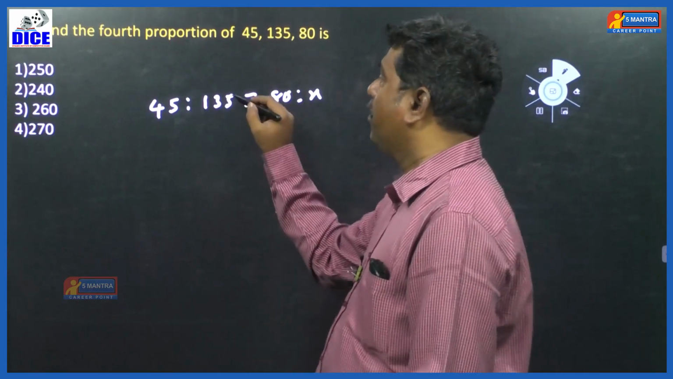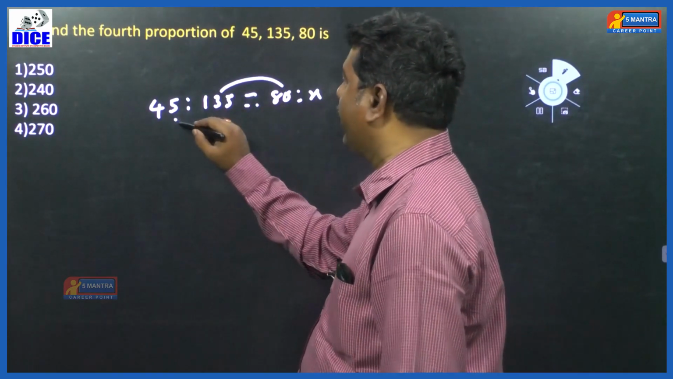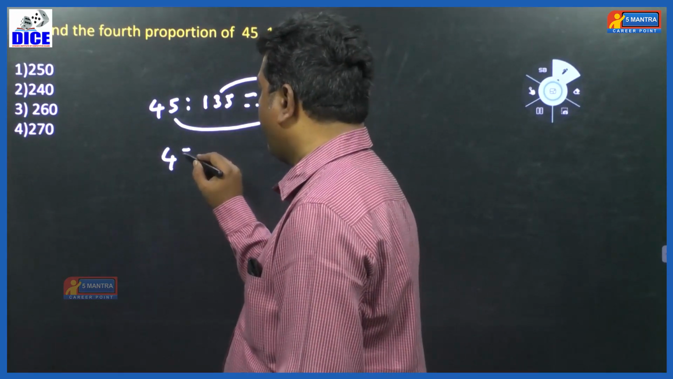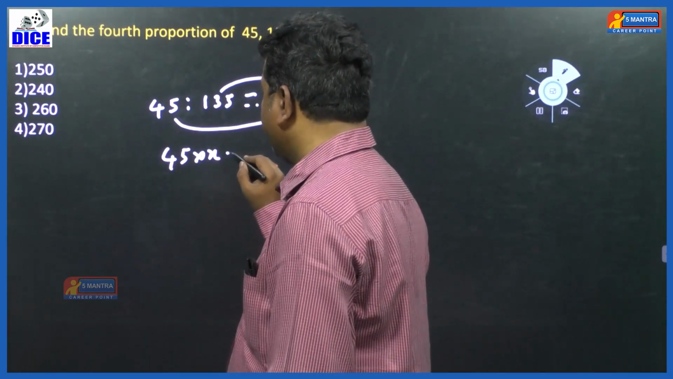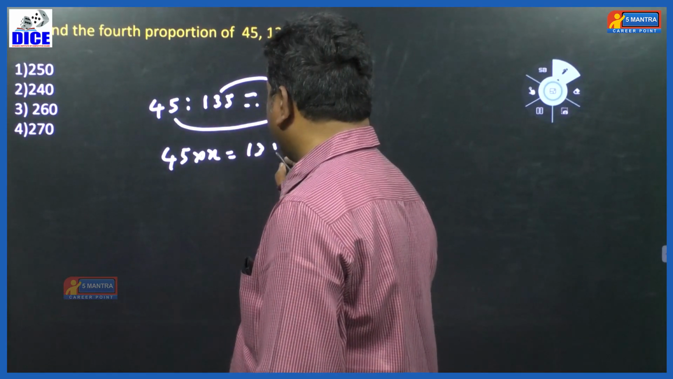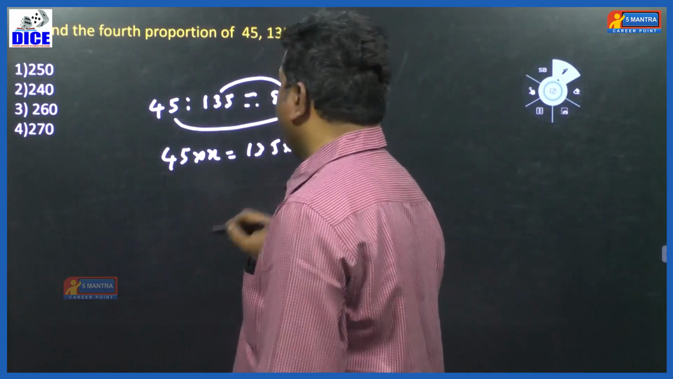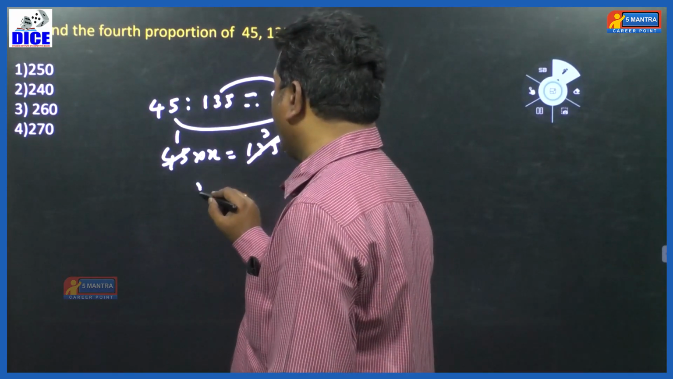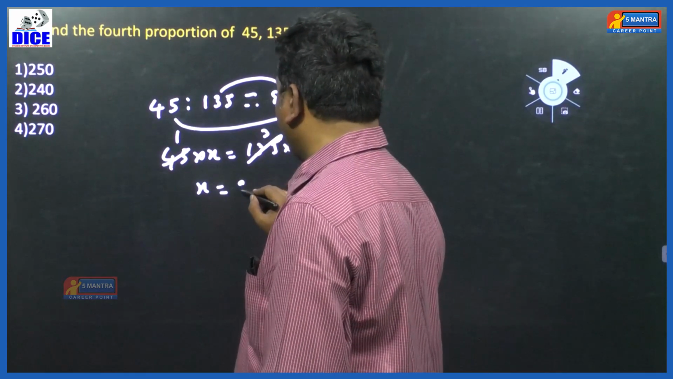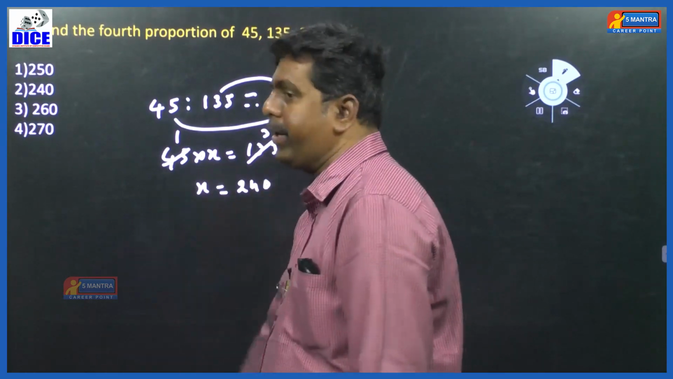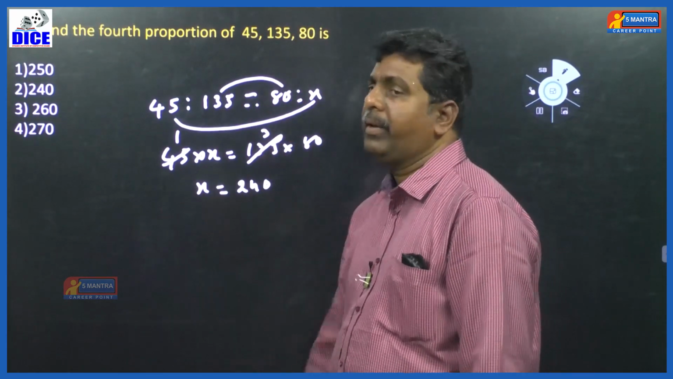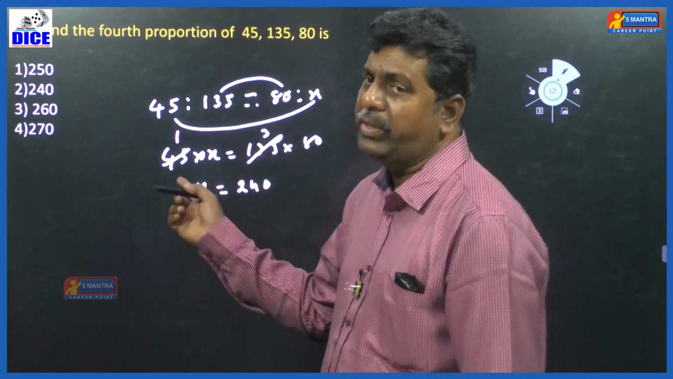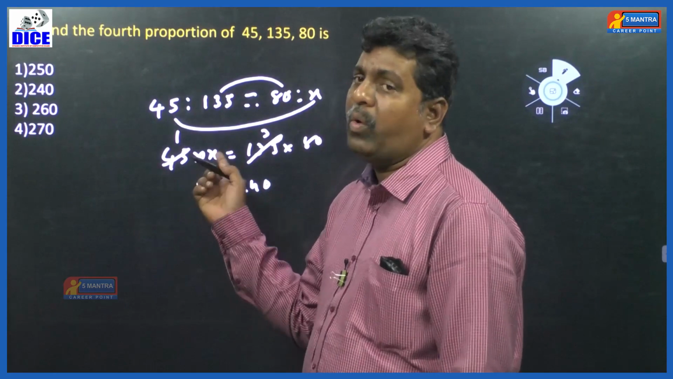You know the formula: product of means is equal to product of extremes. That is 45 into x is equal to 135 into 80. 45 ones, 45 threes is 135. So x is equal to 80 into 3, 240 is the answer. This is one method, but I hope the formula is the best way when compared to this one. If not, you can go for the formula also.